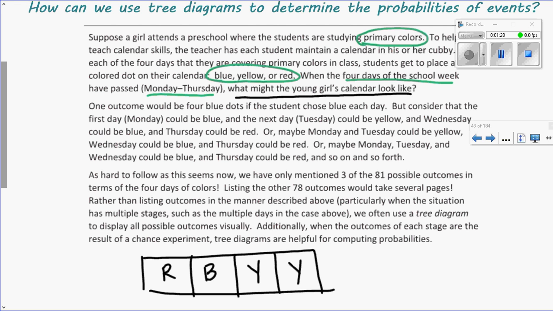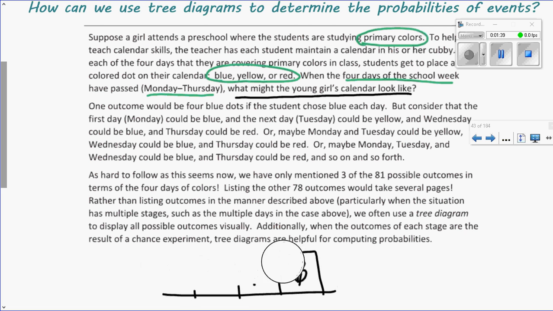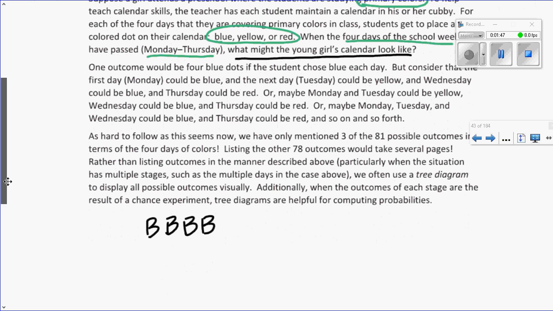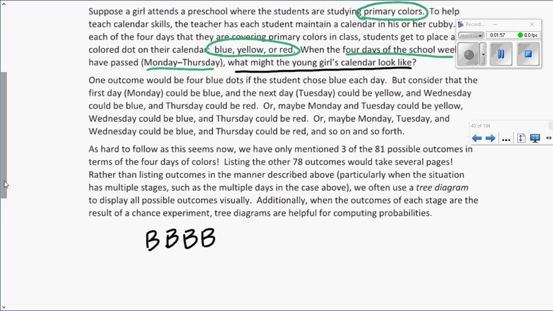One outcome would be 4 blue dots. So instead of this, we could have blue for all of them. Blue, blue, blue, blue. Each one of these is Monday, Tuesday, Wednesday, Thursday. I'm not going to leave those up there, but just so you know, they get one of the 3 primary colors each day. So you're just trying to see what are all the possible options.